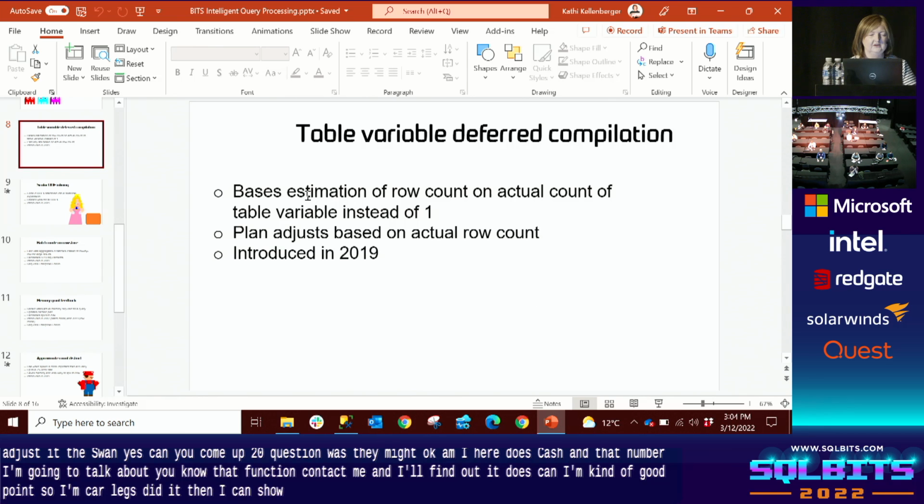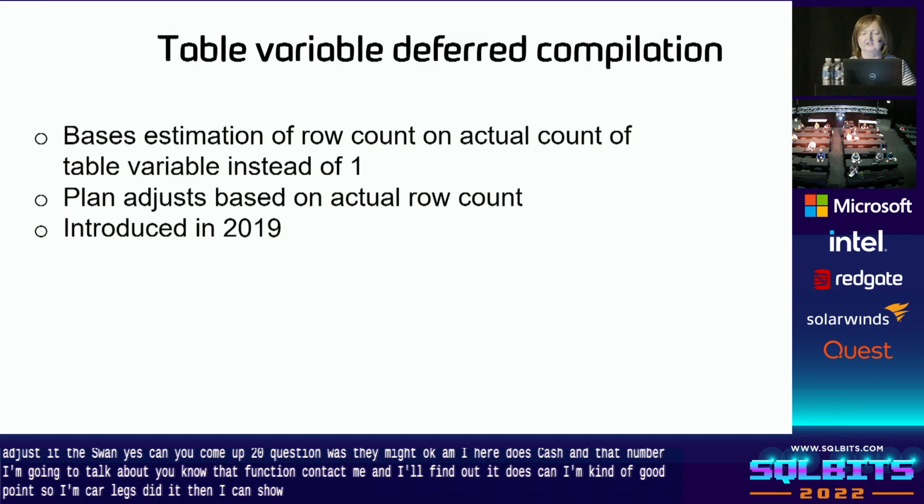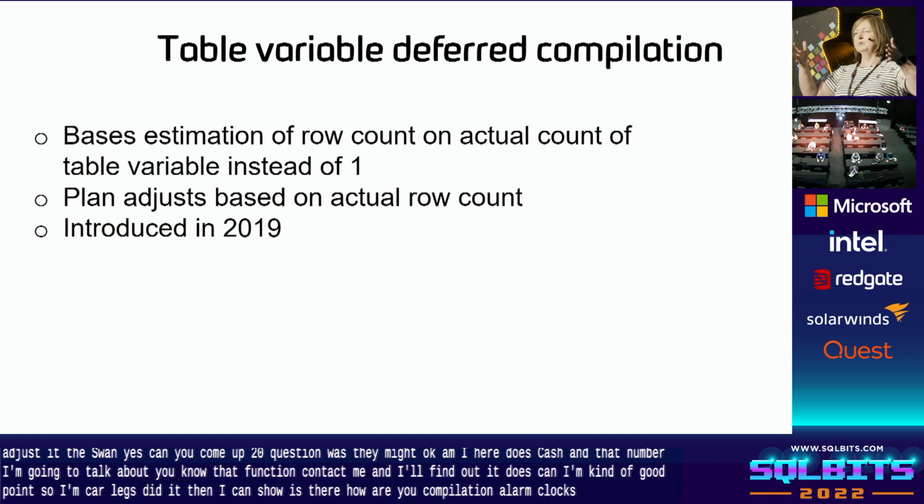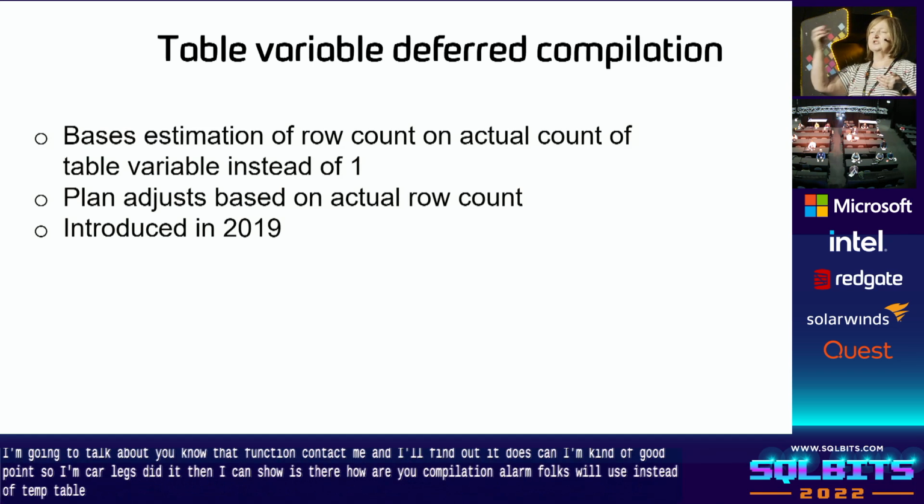All right, so the next one is very similar. Table variable, not table valued, table variable deferred compilation. So this is the same kind of idea. A lot of folks will use table variables in stored procedures instead of temp tables, which if you're working with 10 or 20 rows, that's great, but you're working with thousands, not such a great idea.